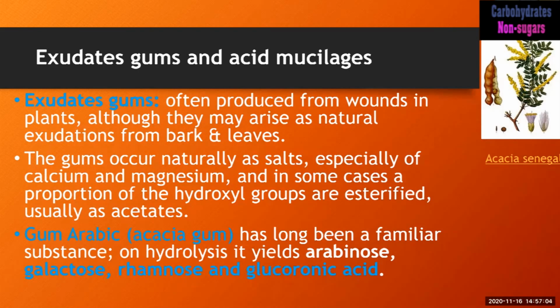Gum arabic, also known as gum acacia, or chharbund in our local language, is a natural gum made up of hardened sap taken from species of acacia. This acacia gum has long been a familiar substance. On hydrolysis, it yields arabinose, galactose, rhamnose, and glucuronic acid.